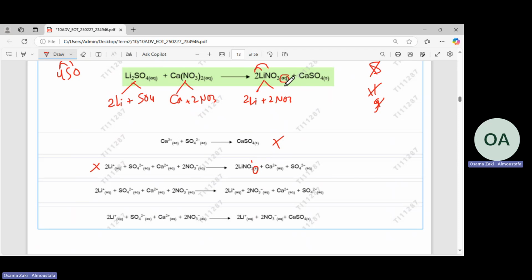Okay, here, what do we have? We have solid. Look, they break down the solid. So this is not correct. Here, let's check this one. 2Li, SO4, Ca, 2NO3. This one is broken down into 2Li and 2NO3, and CaSO4. They keep it the same, so this is the correct answer.